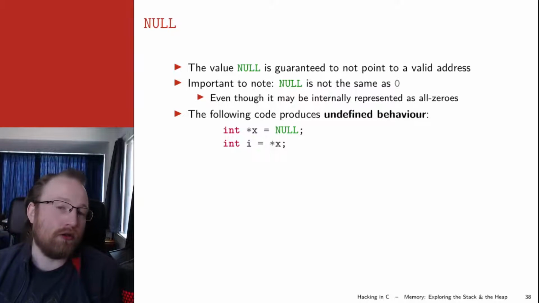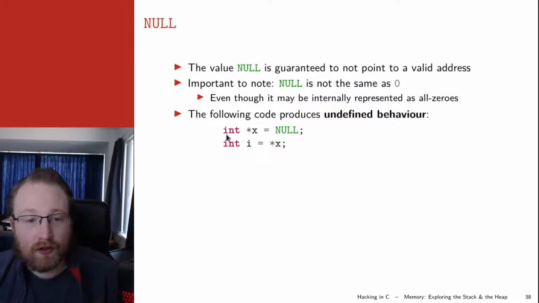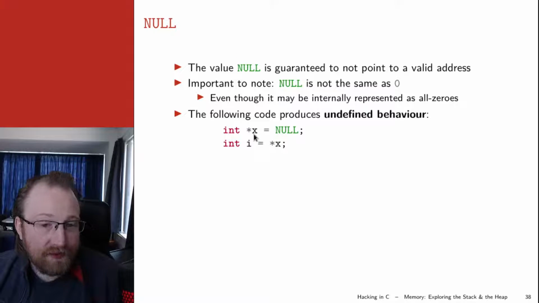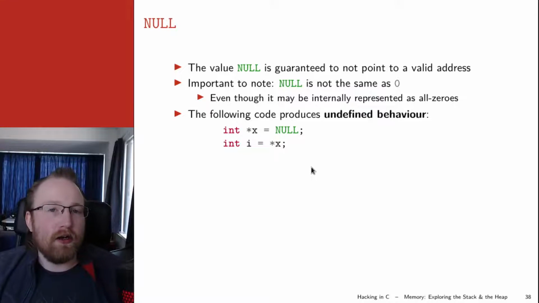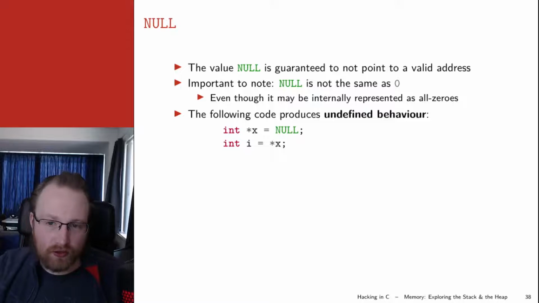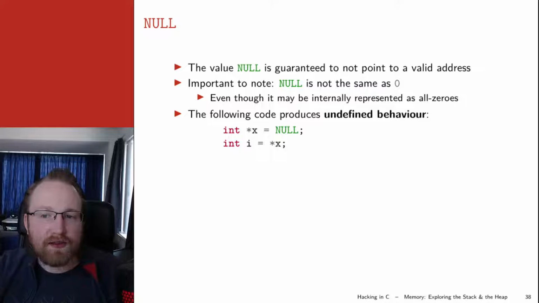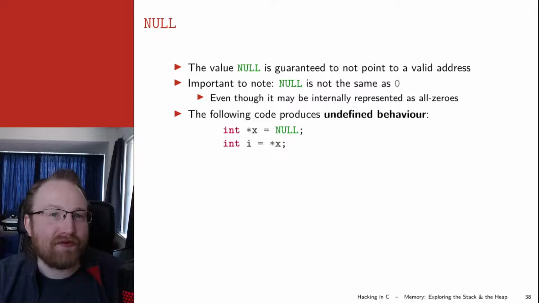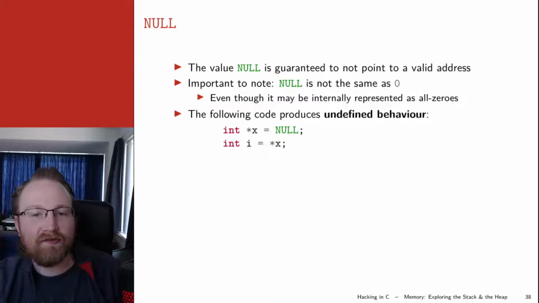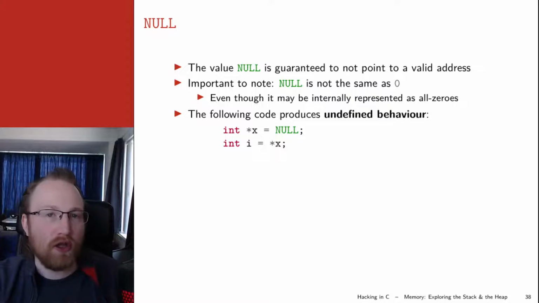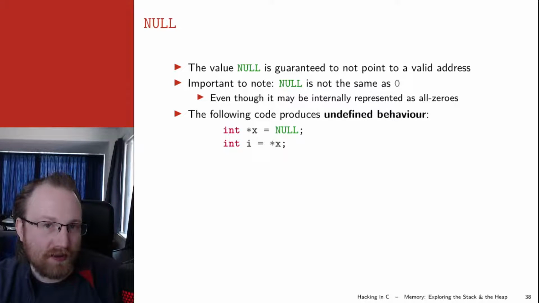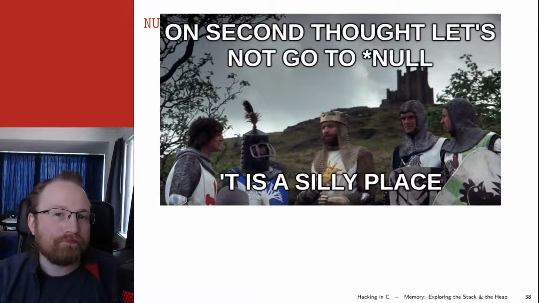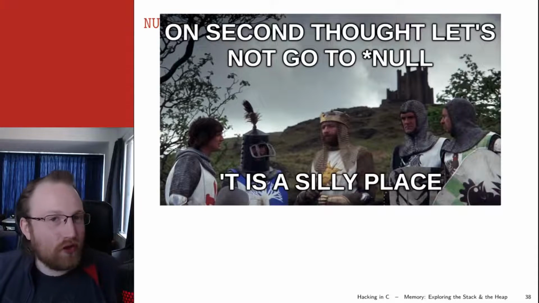Now, the following code produces undefined behavior. Define an int pointer x, set that to null, and then try to dereference it. What we're doing there is basically asking the system, give me the value of the bytes that live at this address that is not a valid address. It doesn't have a place to go to. Asking for the dereference of null is undefined. It doesn't have meaning. So never try to dereference null.